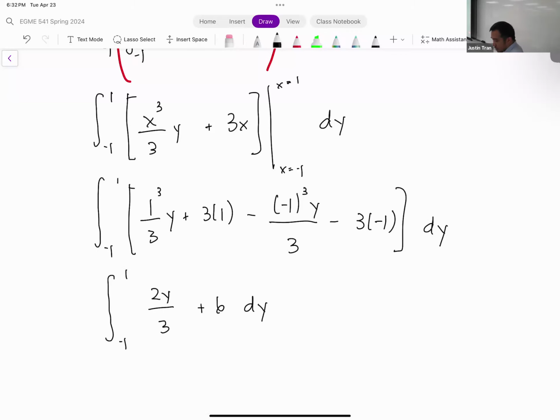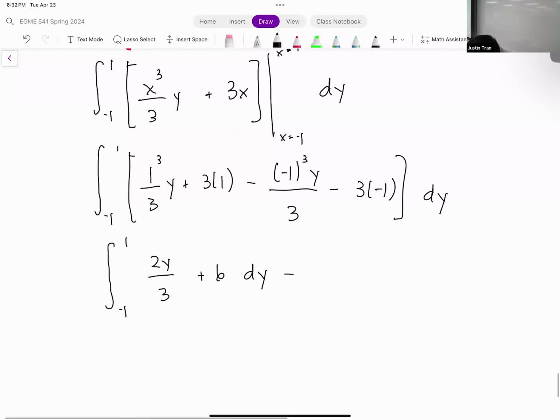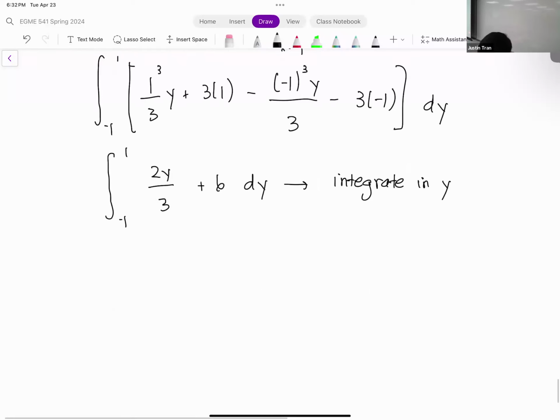Let's integrate this expression in terms of y. Right, so we do that, we get a y squared over 3 plus 6y, evaluated from y is equal to -1 to y is equal to 1.